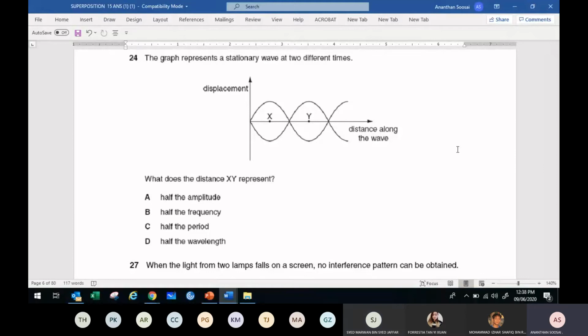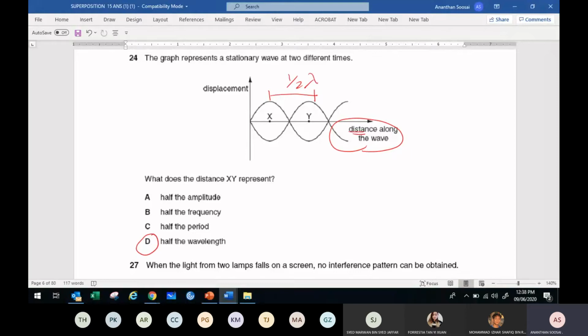So this is straightforward, right? X and Y is node or antinode? X and Y are two adjacent antinodes. So antinode to antinode, what is the wavelength? Antinode to antinode is also going to be half wavelength. It's the distance. So therefore, half wavelength.